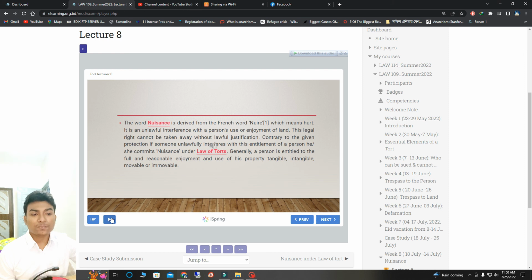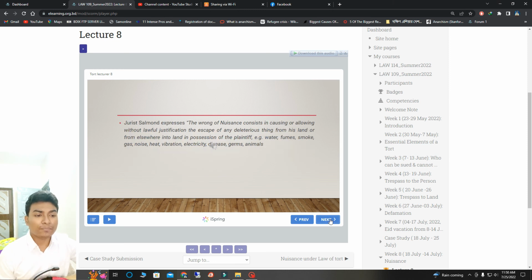Jurist Salmond expressed that the wrong of nuisance consists in causing or allowing, without lawful justification, the escape of any deleterious things from his land or from elsewhere into land in possession of the plaintiff. Such things include water, fumes, smoke, gas, noise, heat, vibration, electricity, germs, animals, etc. So says Jurist Salmond.